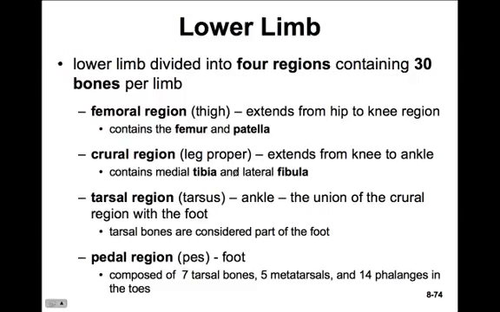Now, there are some commonalities between the structure of the arm and the leg, so it's going to be important to not mix up some of the terminology here. Again, we have 1 bone in the upper arm and 1 bone in the upper leg, 2 in the lower arm and lower leg, and then we have the tarsus, which is analogous to the carpus of the arm, and the pedal region, analogous to the hand. So we'll see some similarities in the themes here.